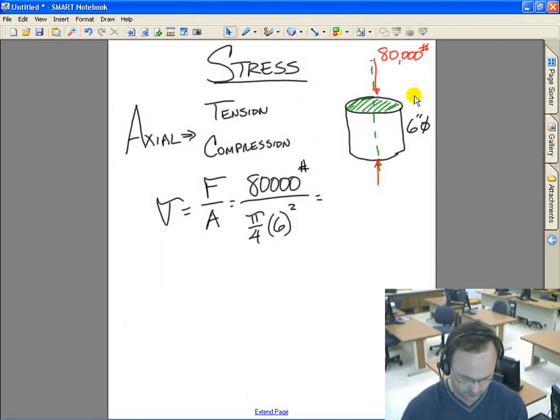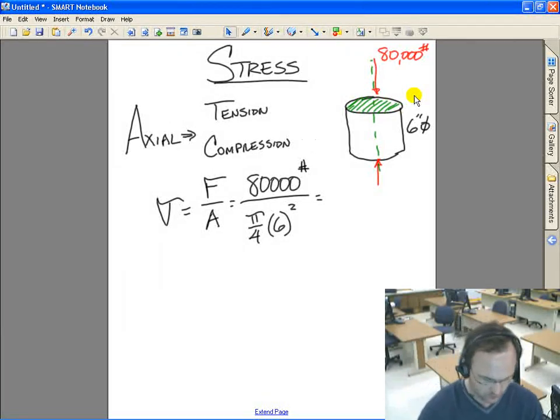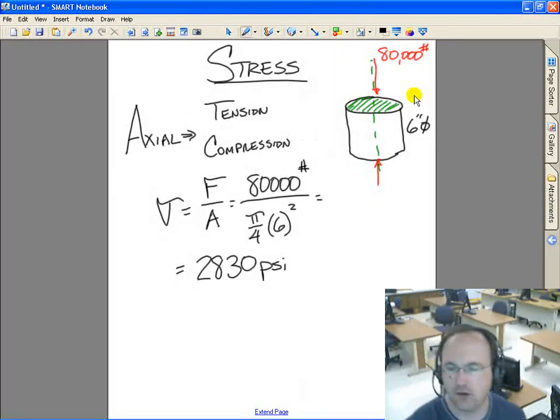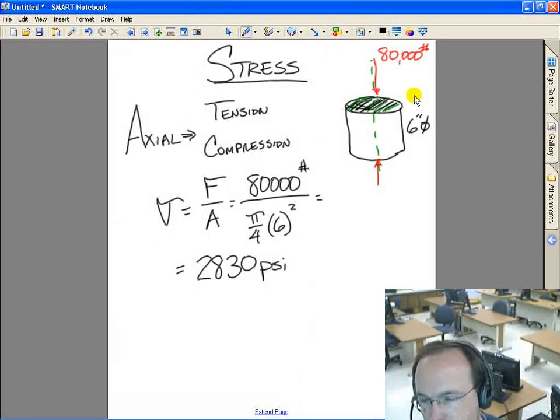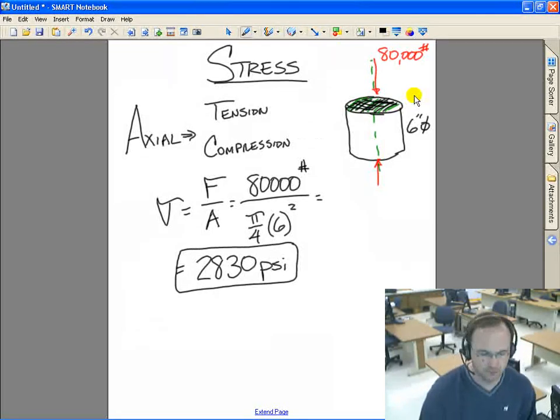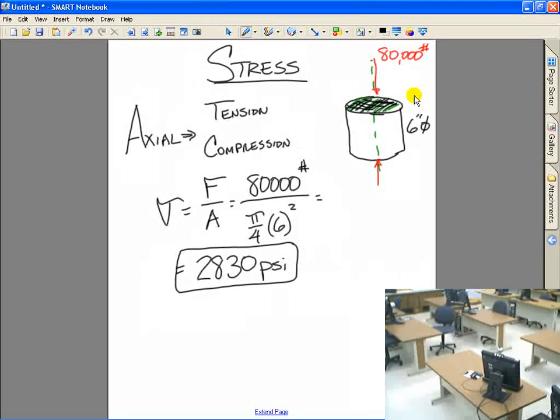So I get a stress acting on this of 2830 pounds per square inch. That's the stress acting across this cross section. It is a stress of 2830 psi. That's an axial stress.